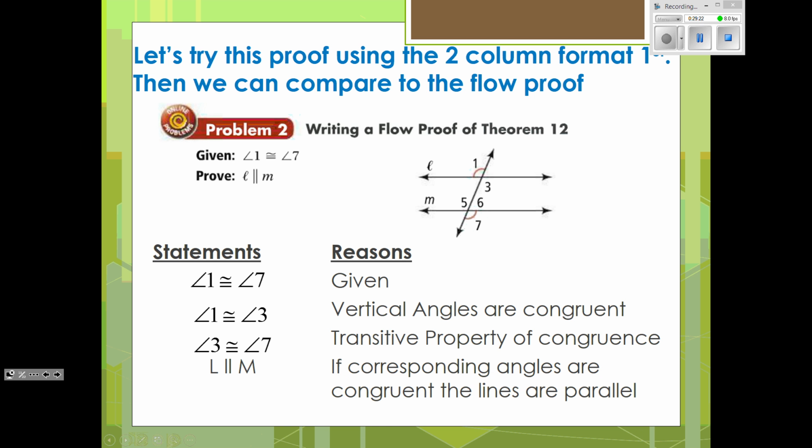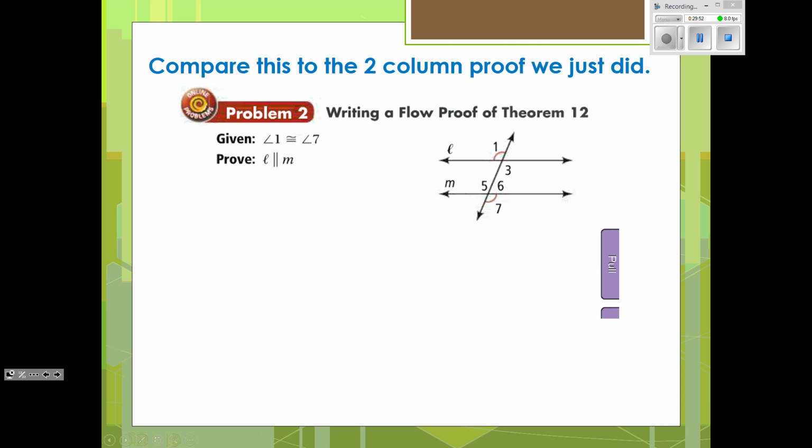Okay, so right here, here's how I would keep track of that. The last statement that I made before my parallel line statement was that this one was congruent to this one. So then I just look at what type of angles those are. Those angles are corresponding. So that means we're using the converse of corresponding angles. Okay? This is the sort of stuff that you're being asked to do on your quiz.